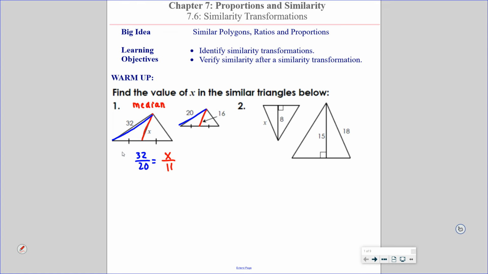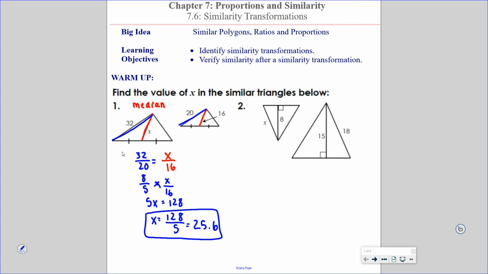Now you can just cross multiply right away. You can reduce the scale factor if you want, then cross multiply. I reduced first. Either way, I did get a decimal. That's okay. You could either write x as 128 fifths, but since we're talking about the length of a median, probably 25.6 would be a better answer.